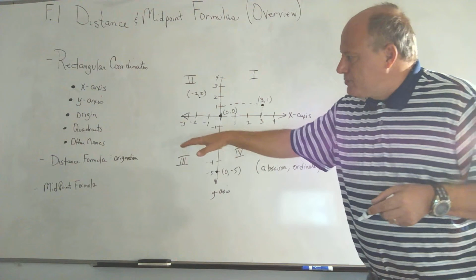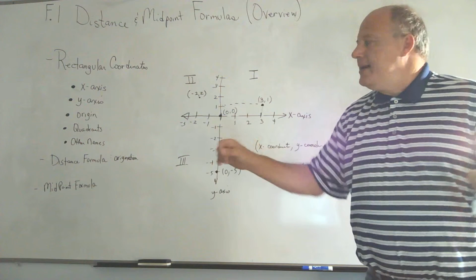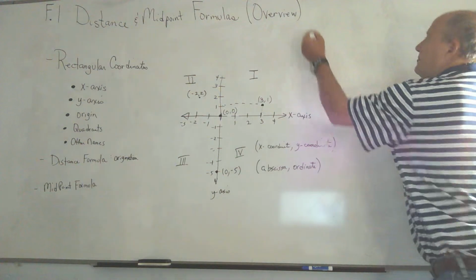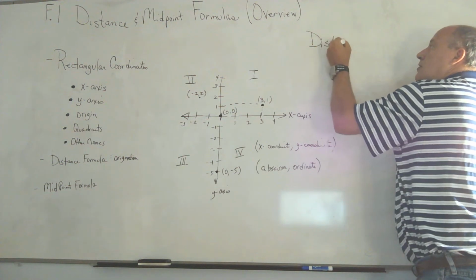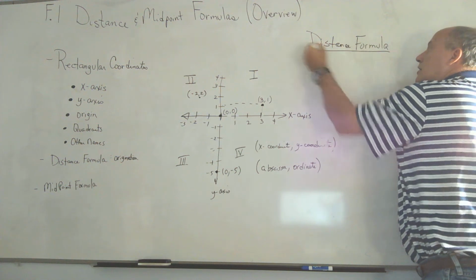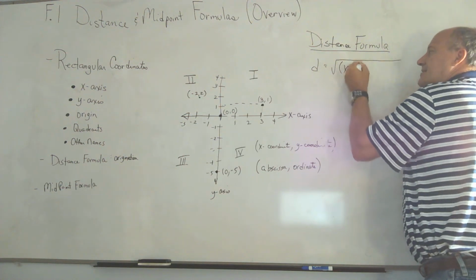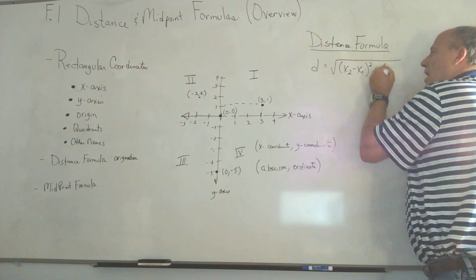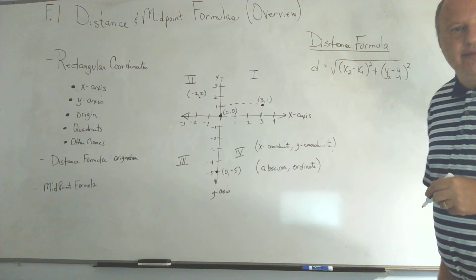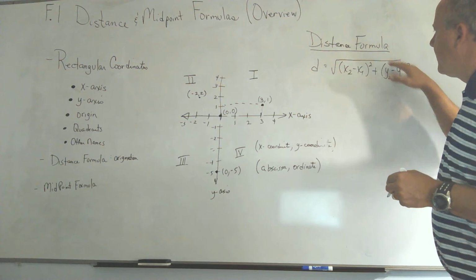Now, the other topic we're going to talk about is how far points are from each other on the rectangular coordinate system. That's given by the distance formula. So the distance formula is the square root of (x2 minus x1) squared plus (y2 minus y1) squared. So that's the distance formula, okay? It's the difference of the x's squared plus the difference of the y's squared, and take the square root.